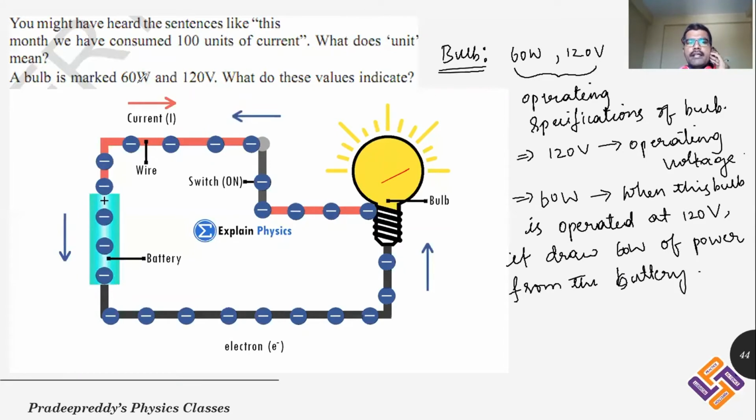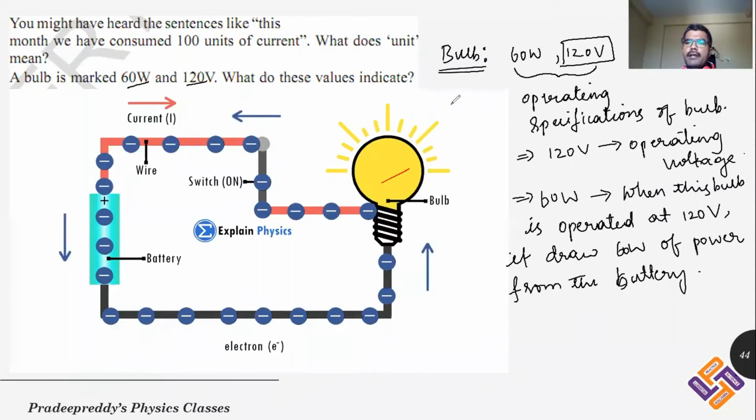So the marking 60 watt and 120 volt on the bulb indicates that the voltage which is usually marked on the bulb or a consumer represents its operating voltage. Operating voltage is that voltage at which you can use that consumer. Suppose this bulb has an operating voltage of 120 volt. If you operate this bulb at less than 120 volt, we do not have any problem. But if the voltage exceeds 120 volt, in such cases, this bulb will burn.